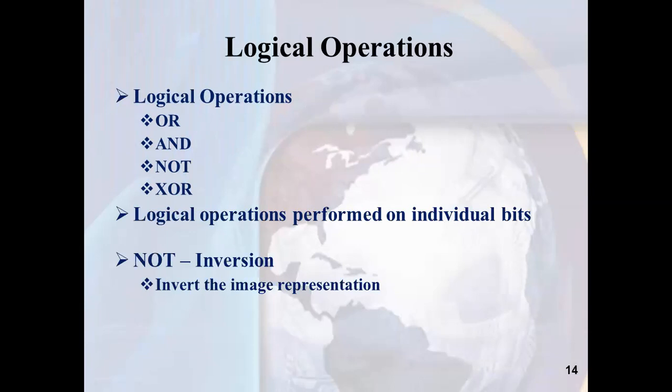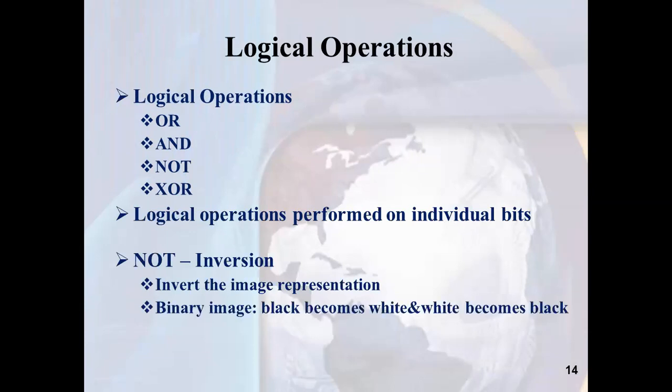It means we invert the image representation from white to black. In a binary image, the black becomes white and white becomes black because the binary image is formed by 0 and 1. So the NOT of 0 is 1 and the NOT of 1 is 0. So when we apply the logical NOT on the pixels, the white becomes black and the black becomes white.